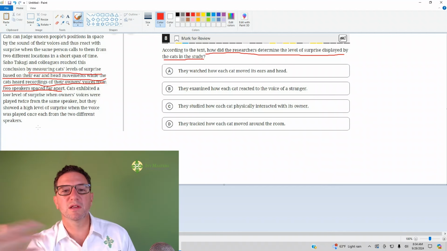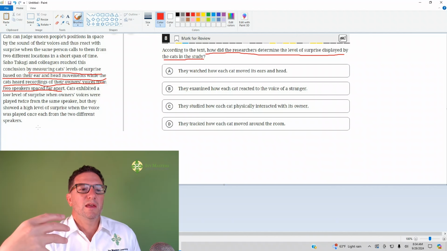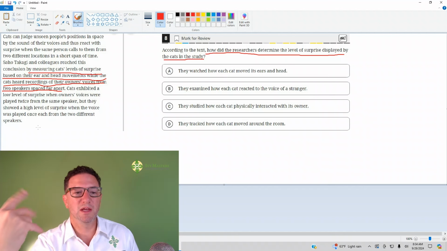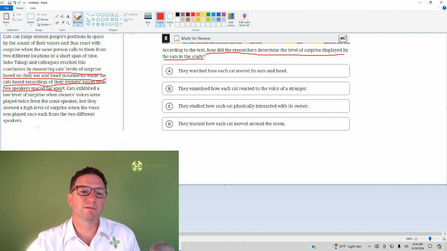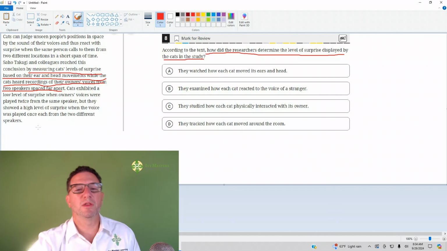So the summary is, if we're to go back through it, cats judge based on people's voices. So if they're called twice from different places in a really short time period, they'll be surprised, and then they can measure the surprise by their ear and the tilt of their head or something like that. But they're not surprised when the same voice comes twice from the same place, and there's a high level of surprise when it's two different speakers far apart within a short period of time.